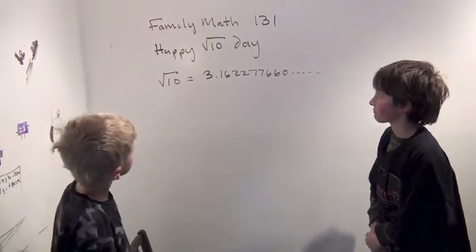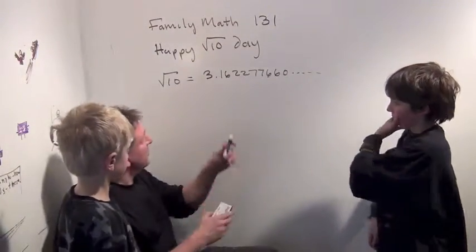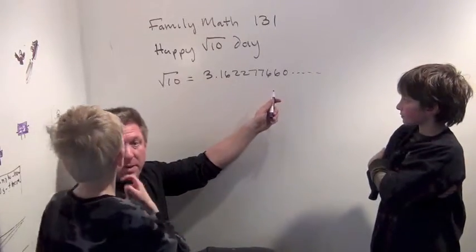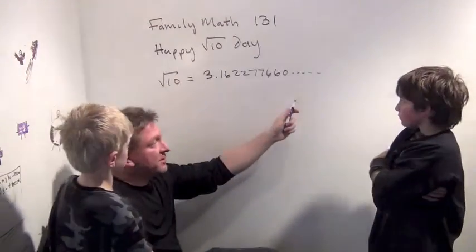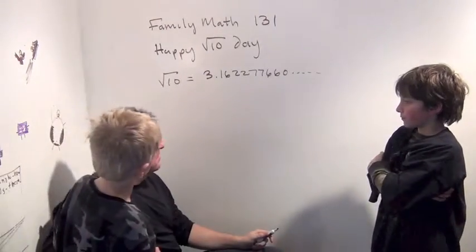Okay, so now we're going to talk about a neat property that the square root of 10 has. When you write it out as a number, or maybe you go on Mathematica and you see like 100 digits, they sort of just go on with no real pattern. Just like pi.